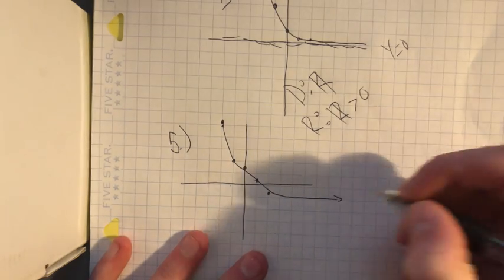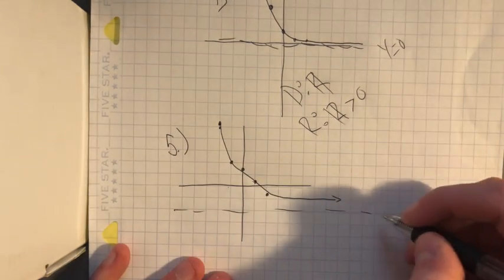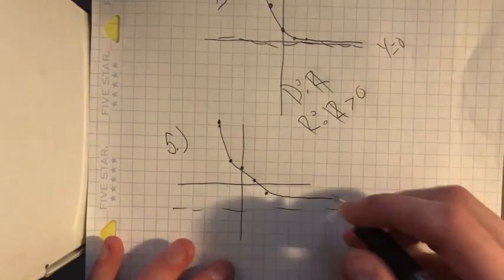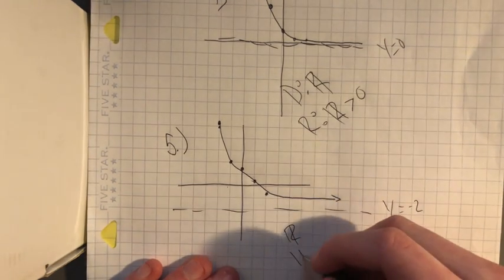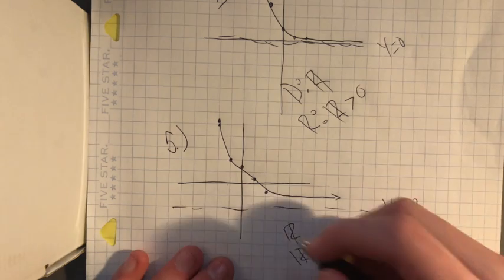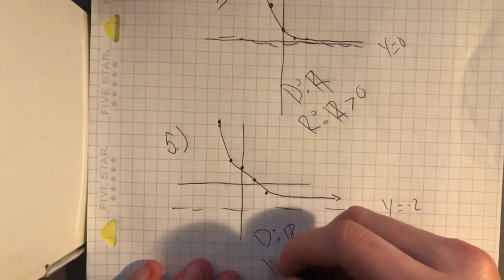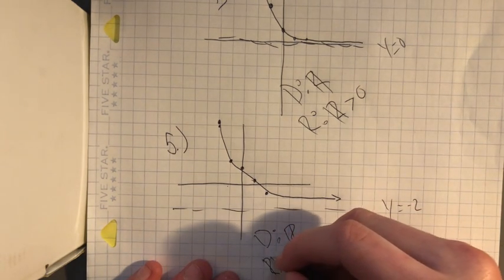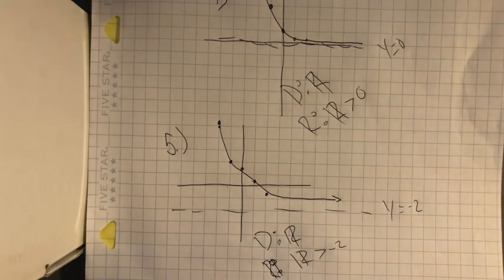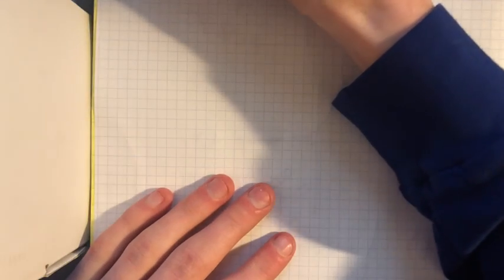And there we go, we got some exponential decay. The asymptote is y equals -2. The domain is all real numbers, and the range is all real numbers greater than -2. And that's number 5. Alright, number 6. Great, more graphing. My favorite. You're going to need a lot of graph paper for this. 6. Right there. That's the page.